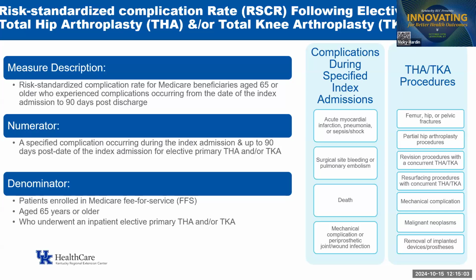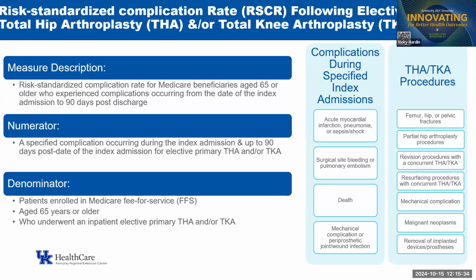Acute myocardial infarction, pneumonia, or sepsis shock, surgical site bleeding or pulmonary embolism, death, or mechanical complication of periprosthetic joint wound infection. Your denominator is, of course, patients enrolled in Medicare fee-for-service, ages 65 years or older, who underwent any inpatient elective primary THA or TKA.